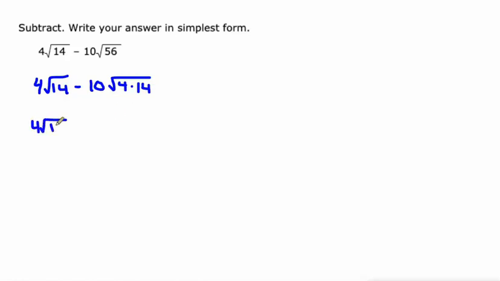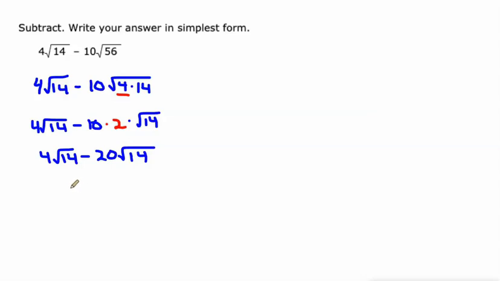All right, so we've got 4 times the square root of 14 minus 10 times the square root of 4, which is 2, times the square root of 14. We can keep simplifying because 10 times 2 is 20. So we've got 4 times the square root of 14 minus 20 times the square root of 14, and that's negative 16 times the square root of 14. And that's the simplified radical expression.